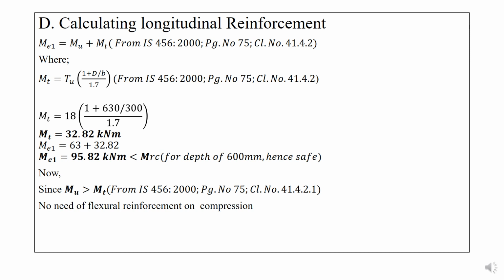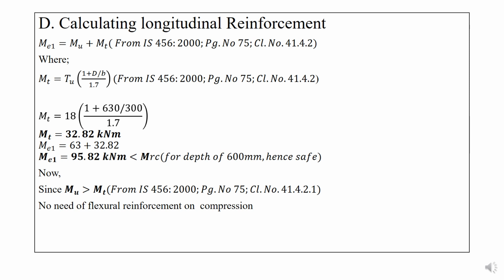Remember, we have increased the depth to 600 mm, and MRC is directly proportional to the square of the depth if you are doing it as a balanced section. So MRC for this particular 600 mm is almost greater than 200 kilonewton meter, which is definitely much larger than ME1. Therefore, the beam is safe. You can compute it and find it out, but no need to do the separate calculation because that is not the main aspect of it. We just need to check whether it is safe or not.